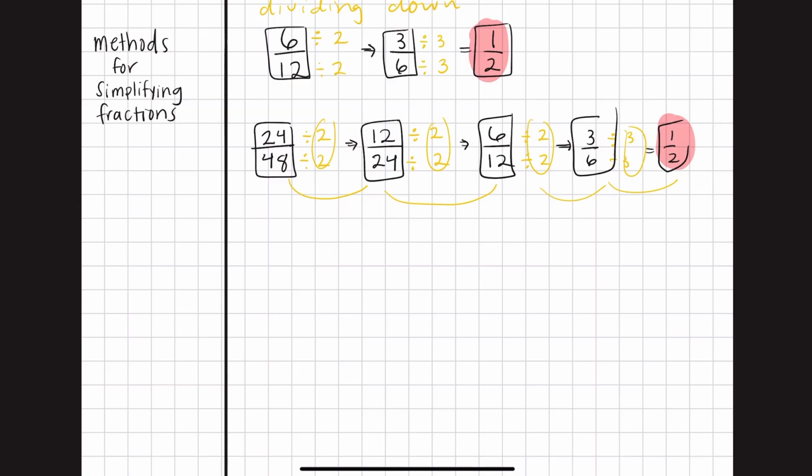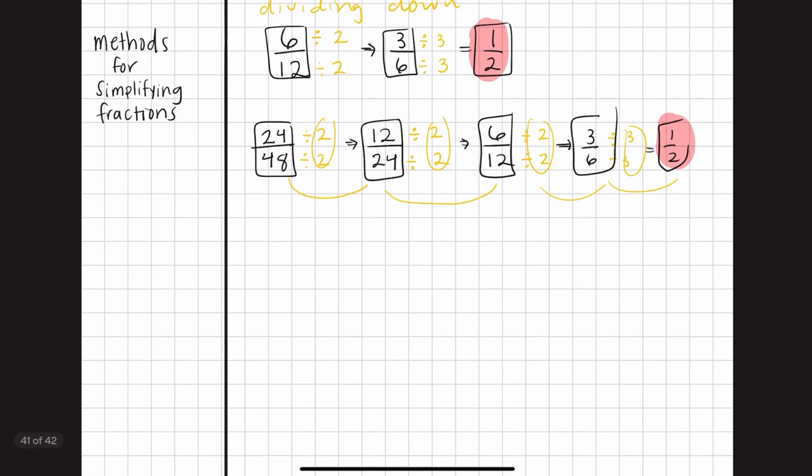So I can't mismatch. If I divide the top by 2, the bottom also has to be divided by 2. So I can't mix around the number like that. But if you're a little more familiar with the multiples or the factors of numbers, then you can just skip to straight up dividing by the common factor, the greatest common factor.